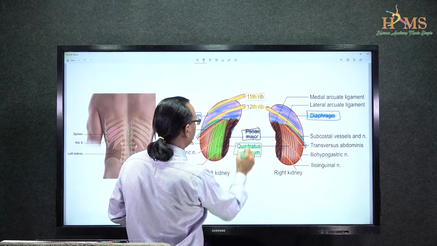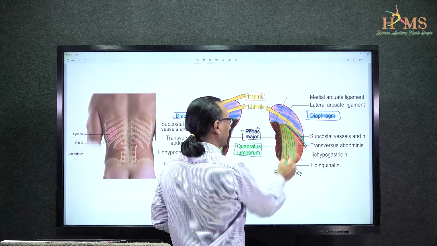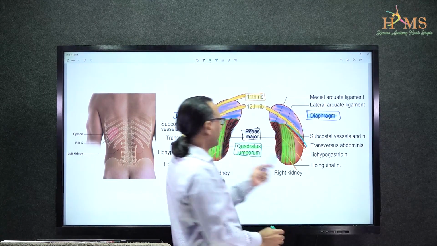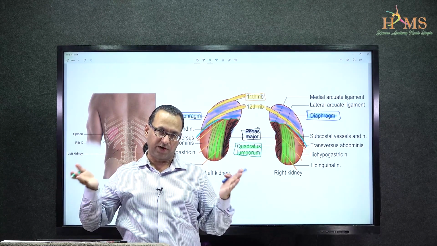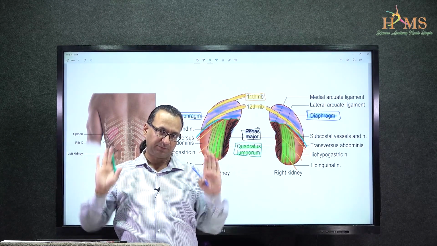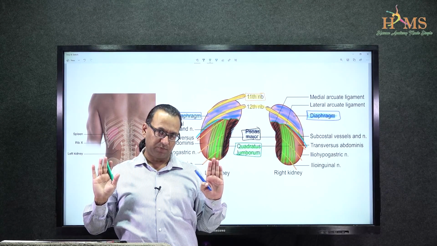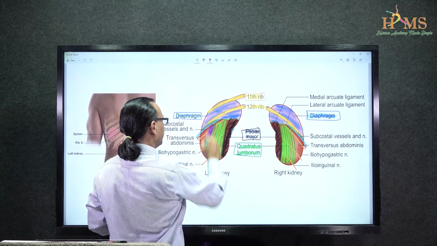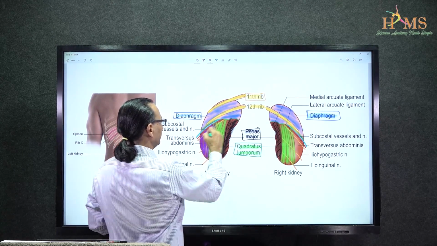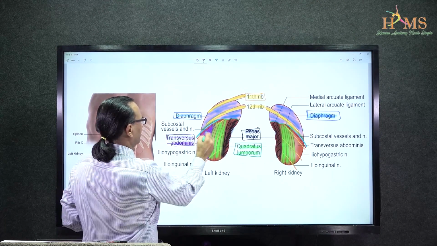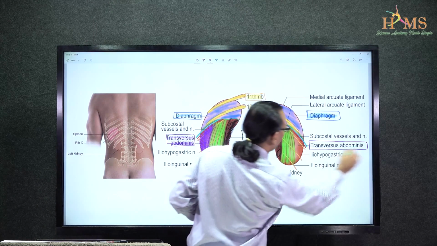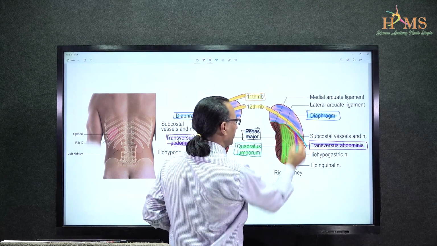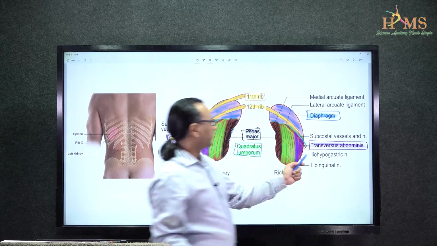And then you can mention the 3rd muscle related to the kidneys posteriorly. It is actually a muscle of the anterior abdominal wall, but going posteriorly to relate with the kidney in the lateral aspect, the transversus abdominis muscle. So here is the transversus abdominis muscle in the posterior relation of the kidneys, not only the left kidney but also the right kidney. And once you have shown the 3 muscles posteriorly, you have to talk about the 3 nerves as well.